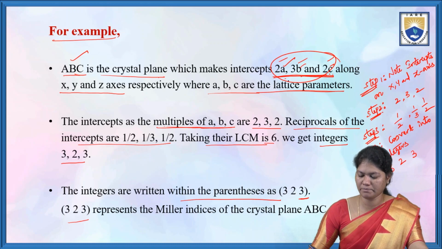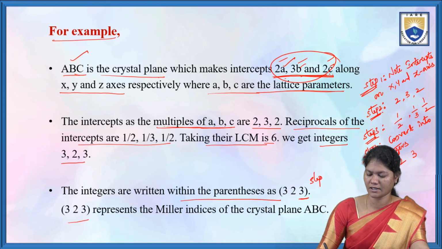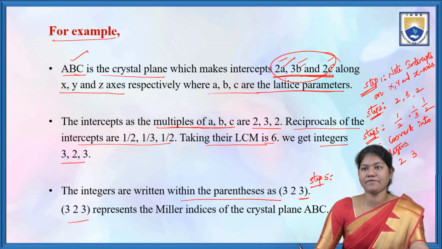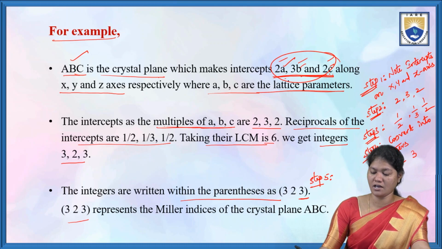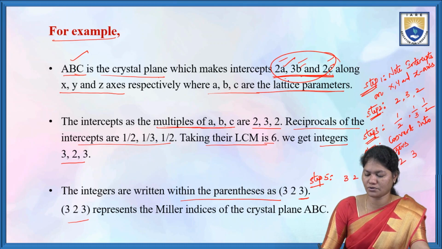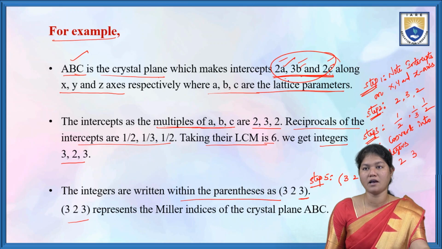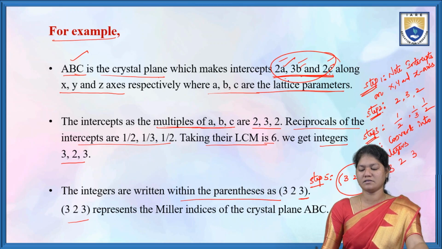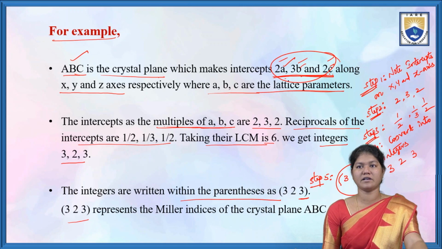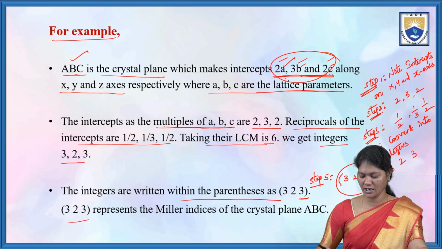In step 5, we have to represent this integer 3 2 3, which we got in step 4, in parentheses. So this represents the Miller indices of the crystal plane ABC.